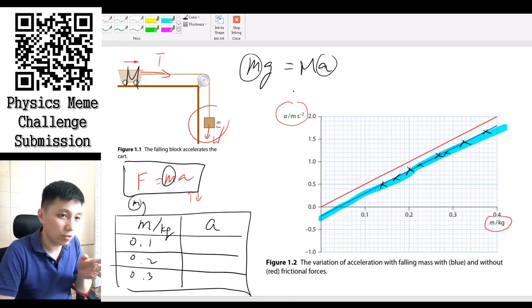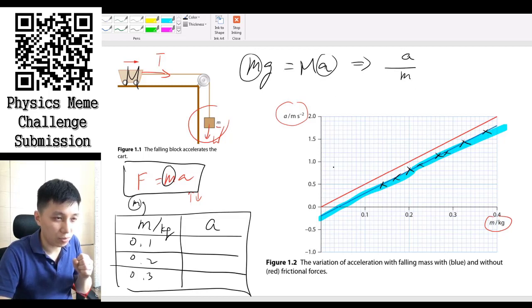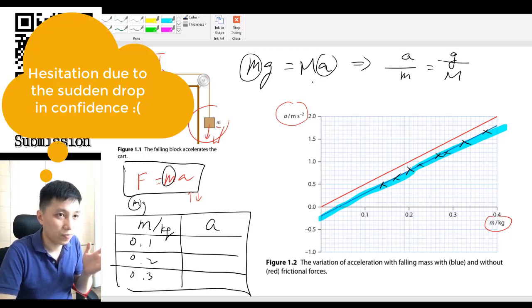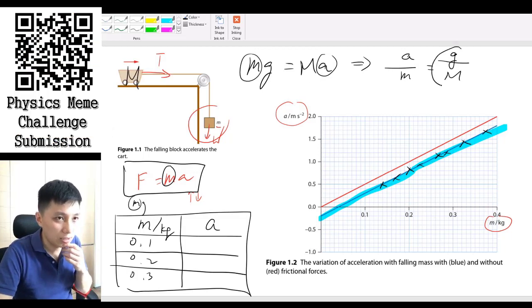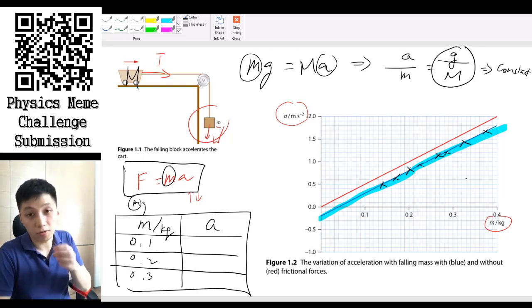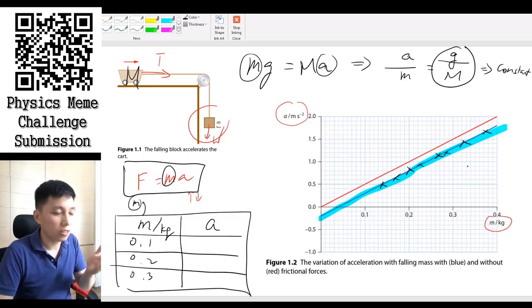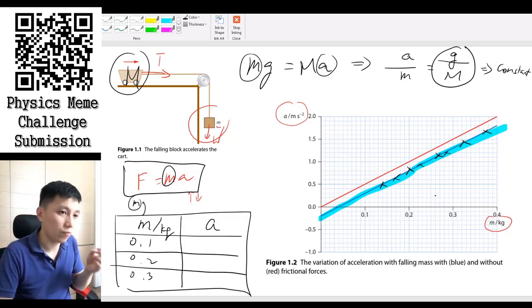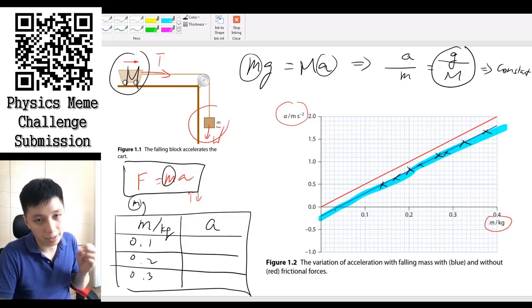So eventually, when you look at the relationship of this, you can deduce an equation that is A over M, because the slope is A over M, and that should equal, according to the framework here, G over the big M. Yeah, that's right. So this would be a constant, obviously, because gravitational acceleration on Earth is 9.81. The big M, that is the cart itself, doesn't change, so it is a constant as well. So that's why you are anticipating a straight line.